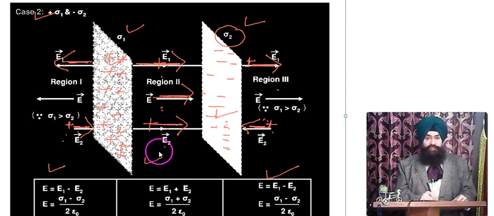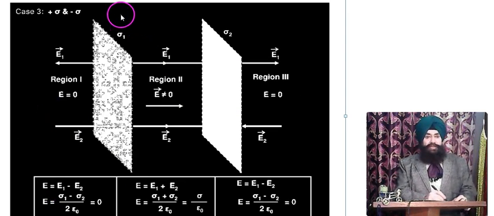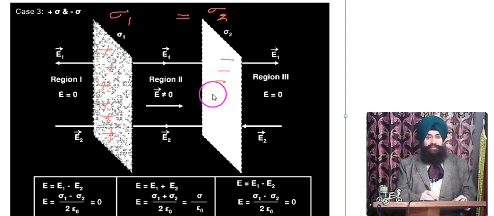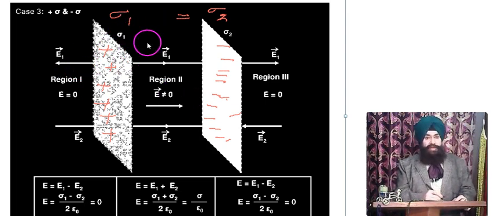This is different if one sheet is positive and the other sheet is negative. Number 3. Let me suppose that sigma 1 is equal to sigma 2, with positive charge distribution here and negative charge here. Again, sigma 1 means the charge per unit area, and sigma 2 again charge per unit area, and both surface charge densities are equal in magnitude but opposite in sign.